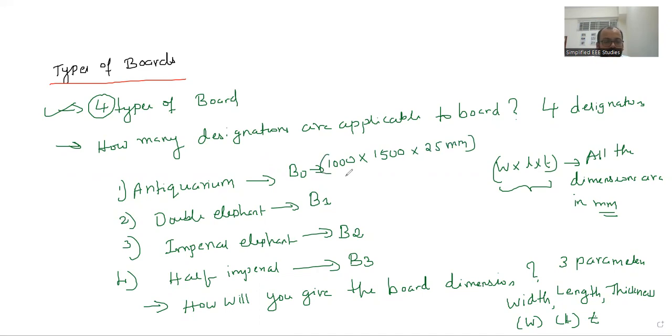Okay, antiquarium. Another one is double elephant. The width will be 700, you have to remember this, and the length should be 1000. The thickness is 25. No change. The thickness of antiquarium and double elephant will be the same. If I talk about imperial elephant, the width is 500, the length is 700, and the thickness is 15 millimeter. There is a change. Remember that. All are in mm only.